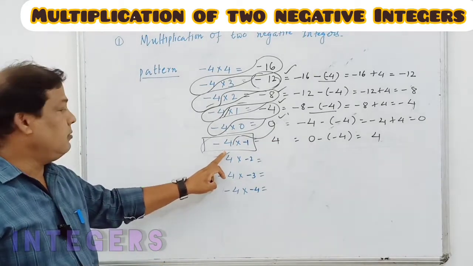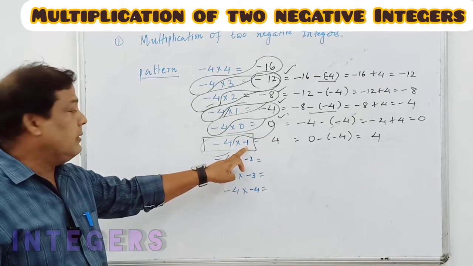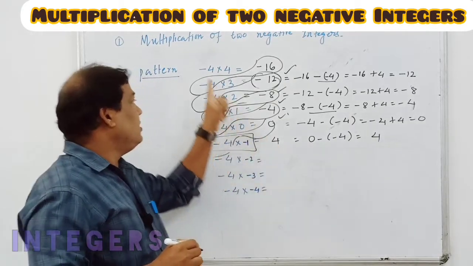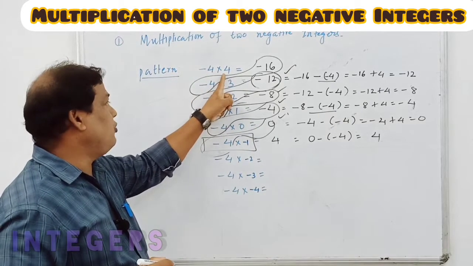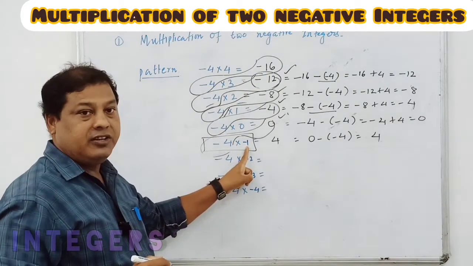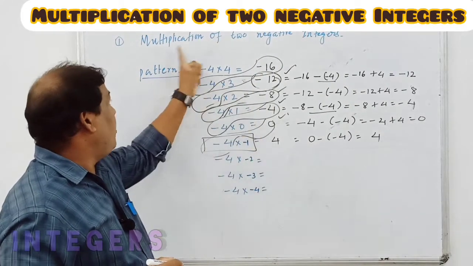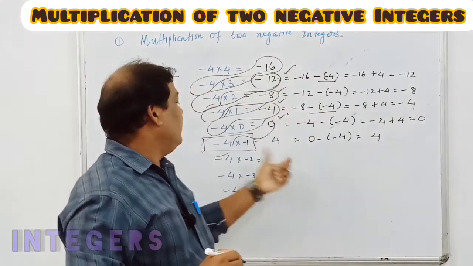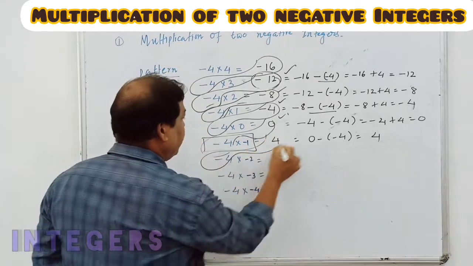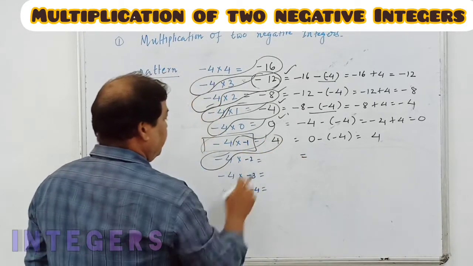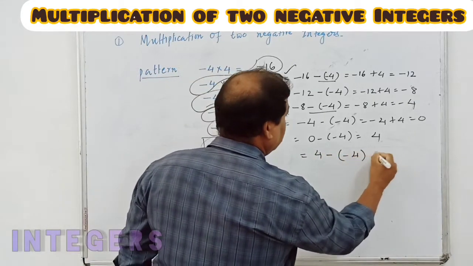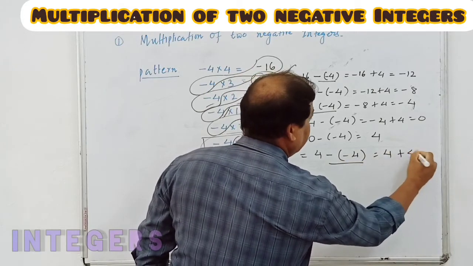We can see here that minus 4 is a negative integer and minus 1 is a negative integer, but the result is a positive integer. Here, a negative integer times a positive integer gives a negative integer. Here, a negative integer times a negative integer gives a positive integer. That is, multiplication of two negative integers gives a positive integer. We do the same pattern: 4 subtract minus 4, that is, the additive inverse of minus 4 is plus 4, that is 8.